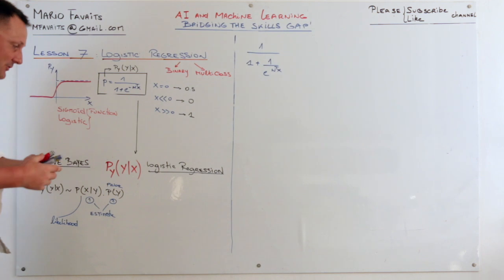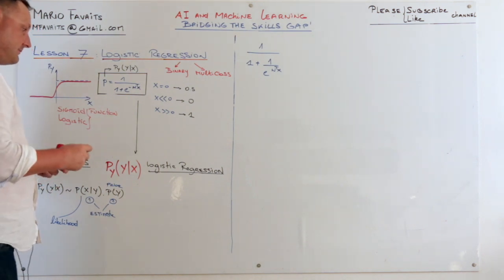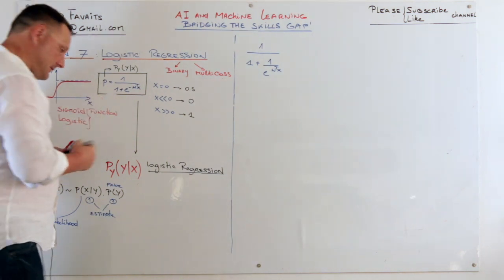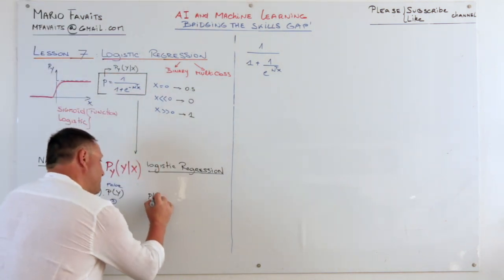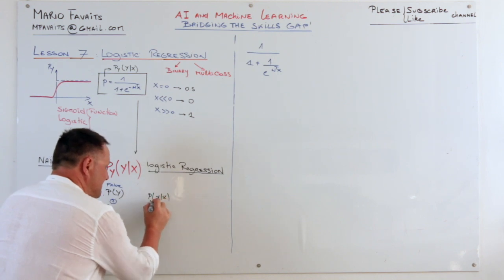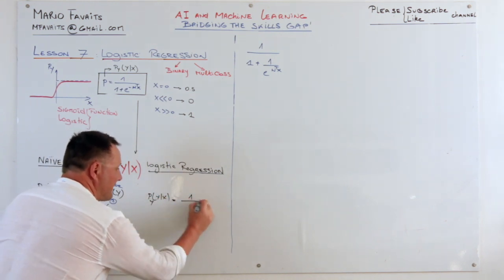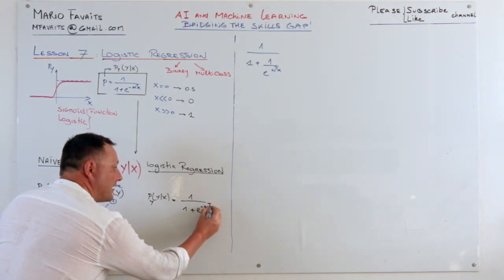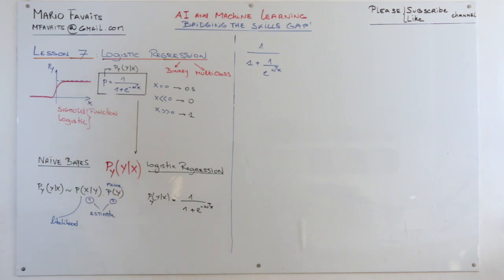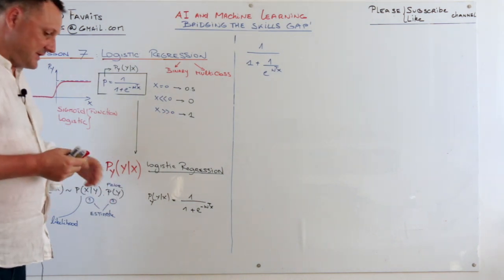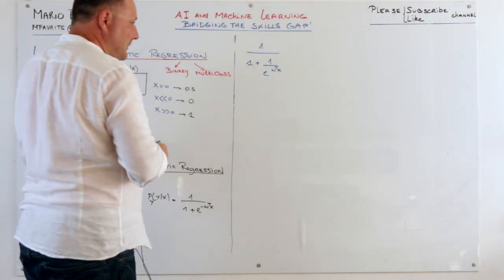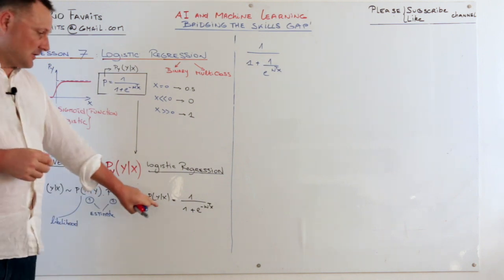Now here, in logistic regression, we do something totally different. Here we're actually going to calculate the probability of y given x, which in this case is 1 divided by 1 plus e to the minus w transpose x. Now what we're going to do here is the maximum likelihood estimate on this formula.